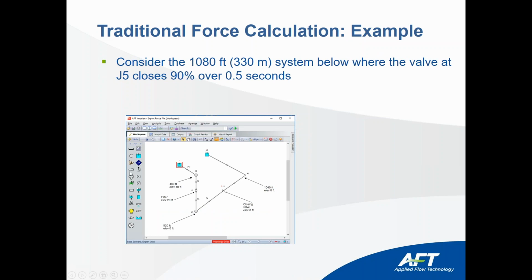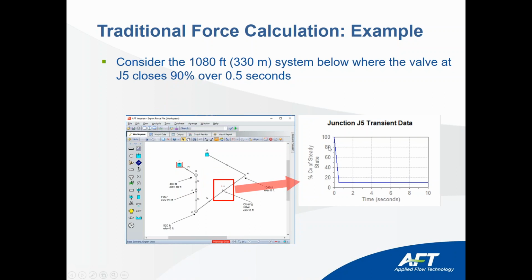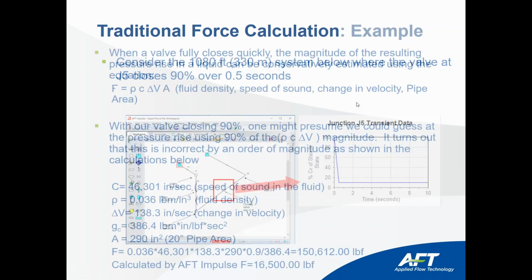So now let's see this example. We have a tank transferring fluid from one tank to another. We have a vertical section, we have a horizontal section, and we have a valve that we're partially closing to 90% in 0.5 seconds. So here we have the graph of how it's closing. It closes in 0.5 seconds, and it doesn't close totally.